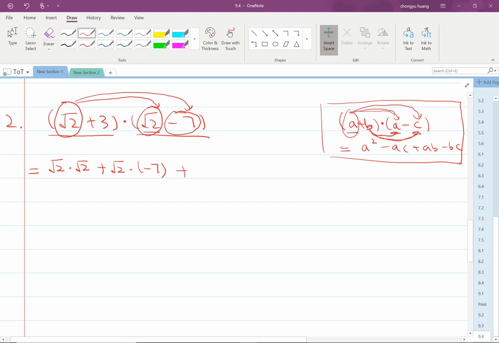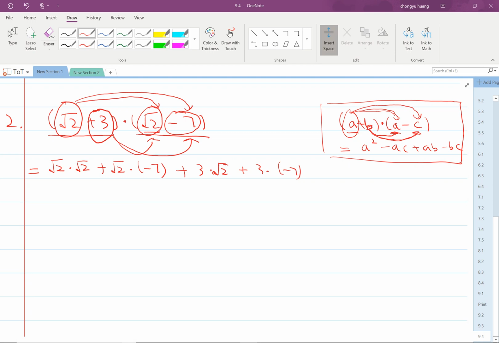Now we are done with the first term. So now we focus on the second term in the first bracket, which is 3. You use 3 to multiply the square root of 2, and then you use 3 multiplied by negative 7. That's basically what I told you in the property: you just multiply one by one.